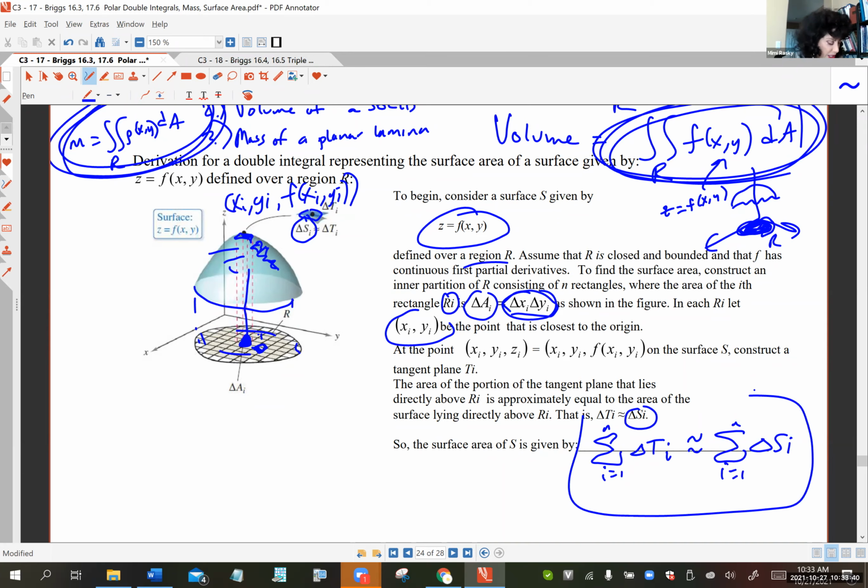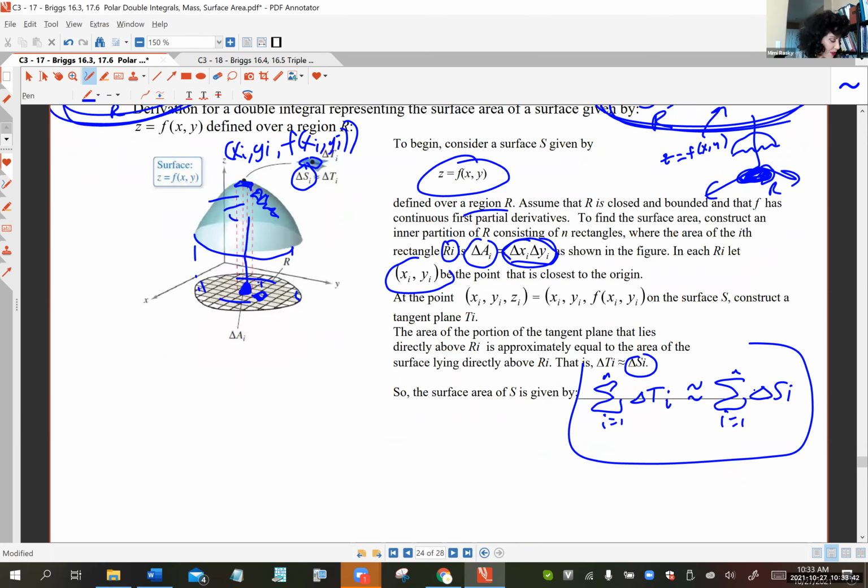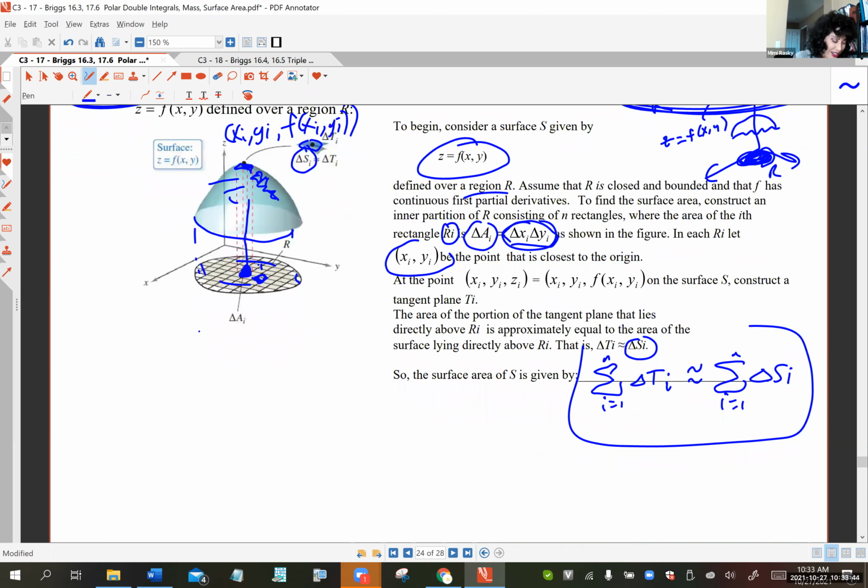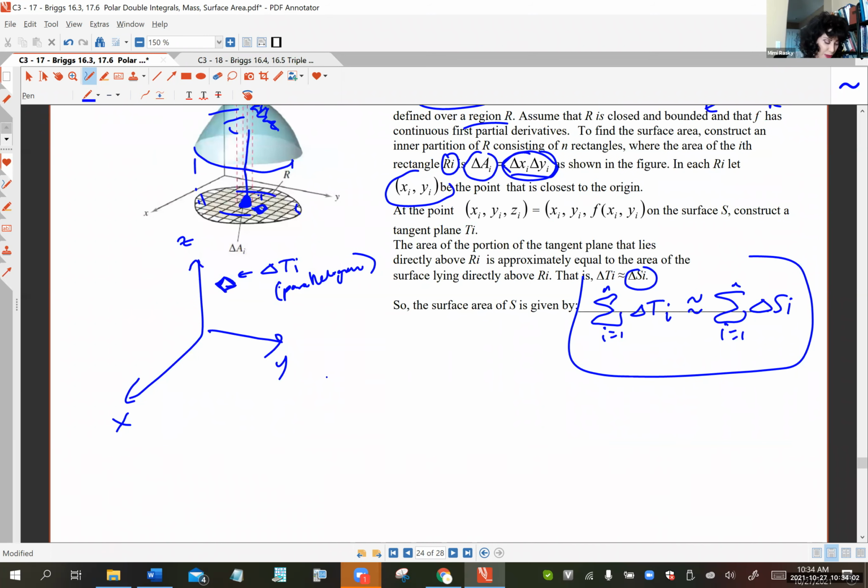A good approximation. And now for the hand-to-hand combat. Okay, so I'm going to do a close-up. Here we go. Here's your delta T sub I, and it looks like a parallelogram instead of a rectangle. Okay, I'm going to blow it up some. So if I blow it up, what would it look like?